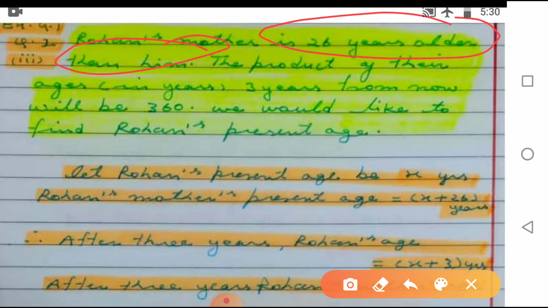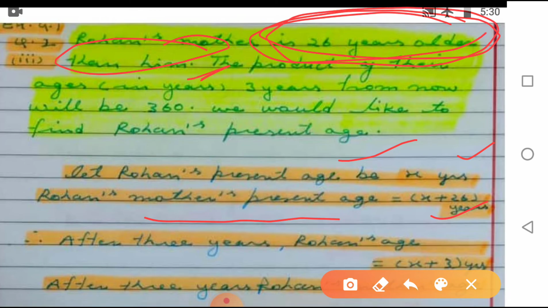Okay. So, let Rohan's present age be x years. Clear? And mother's age will be what? X plus 26 years, because it is given that Rohan's mother is 26 years older than him. So, Rohan's age is x years. So, 26 years older means we have to add 26 years to this. So, x plus 26 is the age of the mother, right.